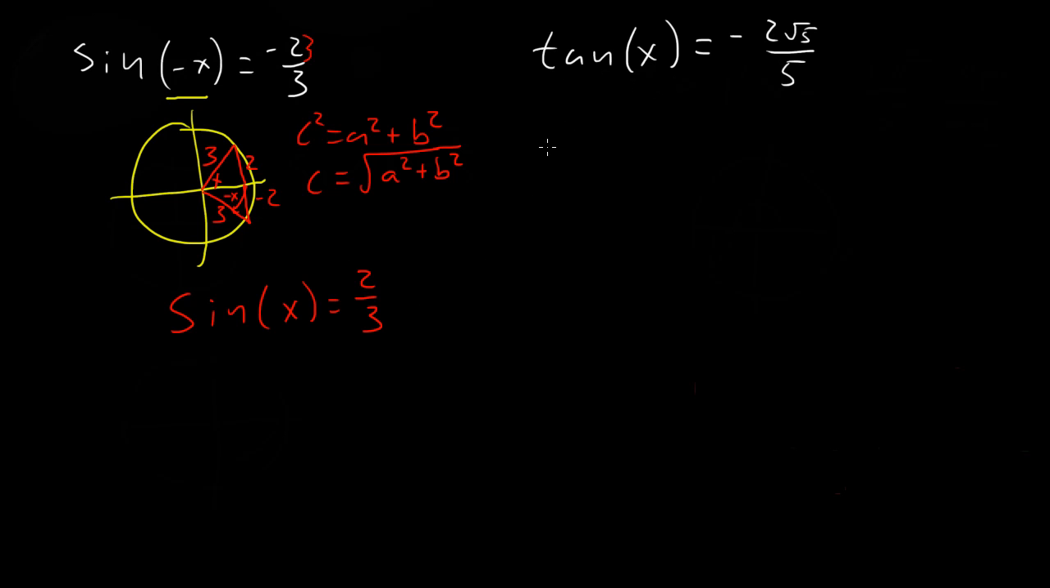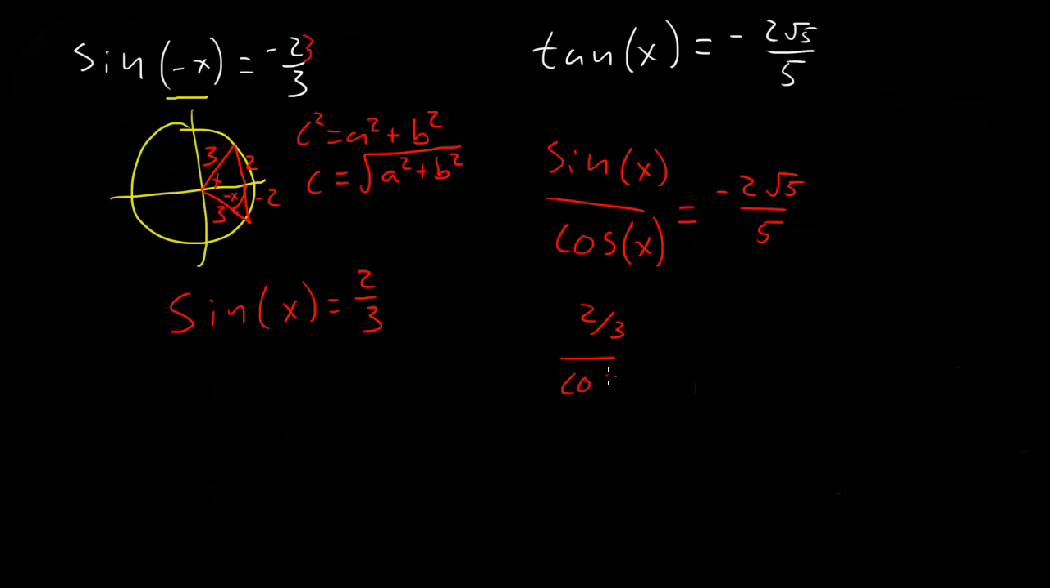So now tangent is equal to sine of x over cosine x. Alright, we don't know our cosine x, but we do know sine of x. And we do know that sine of x divided by cosine x is equal to negative 2 root 5 over 5. So what we can do is plug in our 2/3 for our sine of x. So that means we can say 2/3 over cosine of x is equal to negative 2 root 5 over 5.